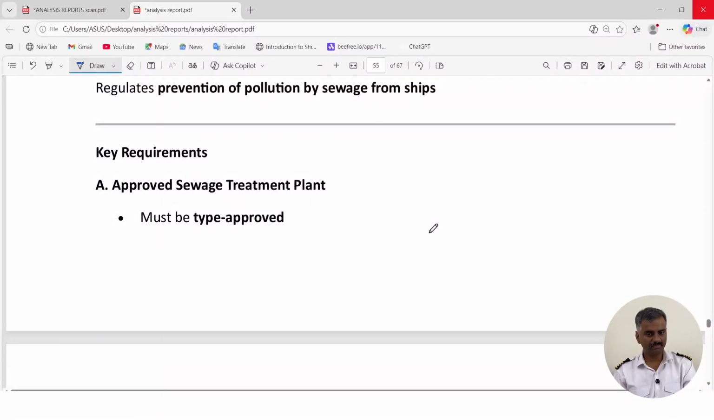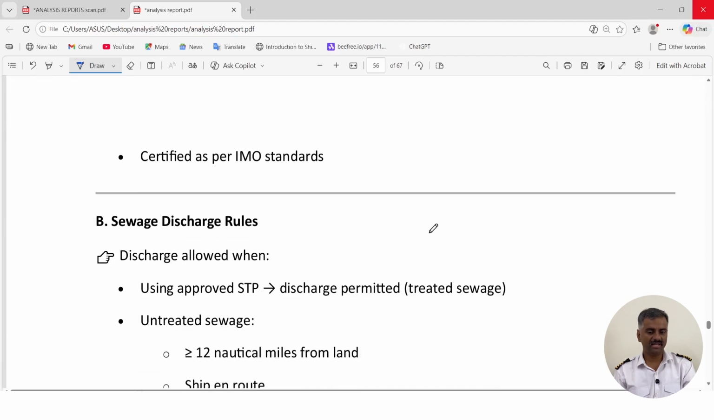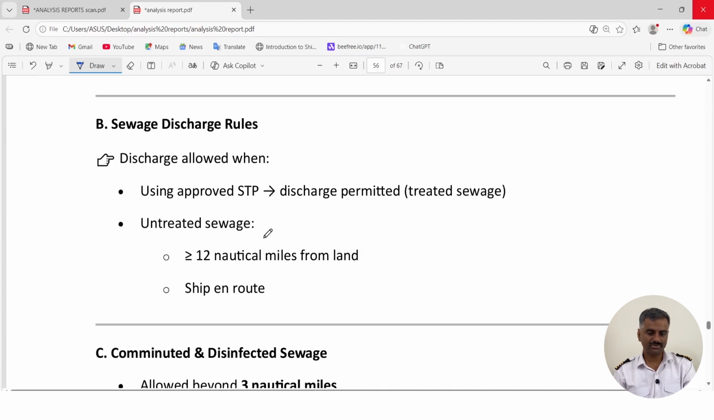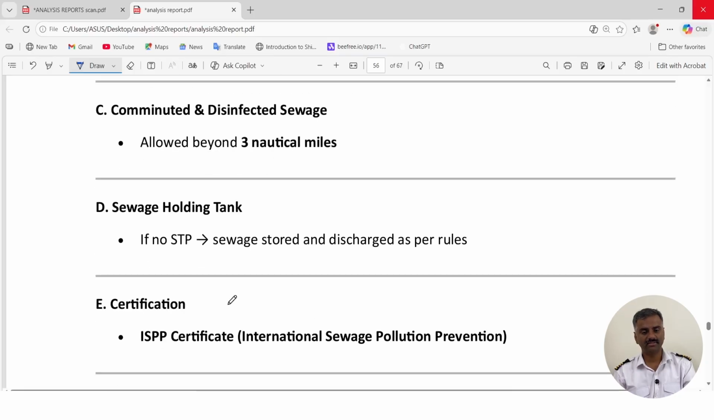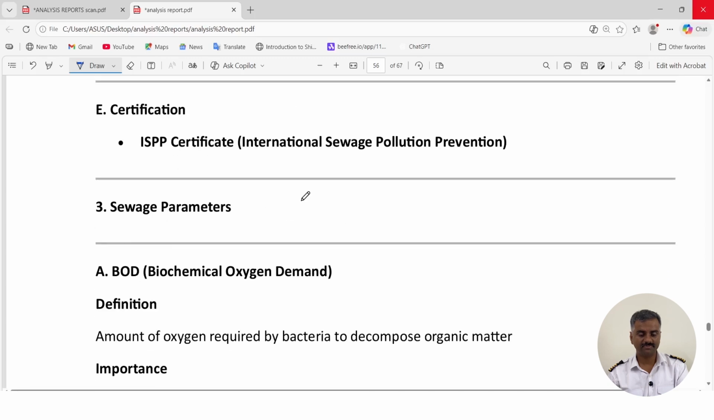Vessel's sewage treatment plant must be type approved as per the IMO standards. Okay, discharge should be done using an approved sewage treatment plant within 3 nautical miles. Untreated sewage also can be discharged when the ship is en route and greater than 12 nautical miles away from the land. Okay, comminuted and disinfected sewage is allowed beyond 3 nautical miles. So within 3 nautical miles, no discharge of sewage overboard. Sewage holding tank: if no STP is there or they are not allowing you to discharge sewage, in that case the sewage is stored and discharged as per the rules.